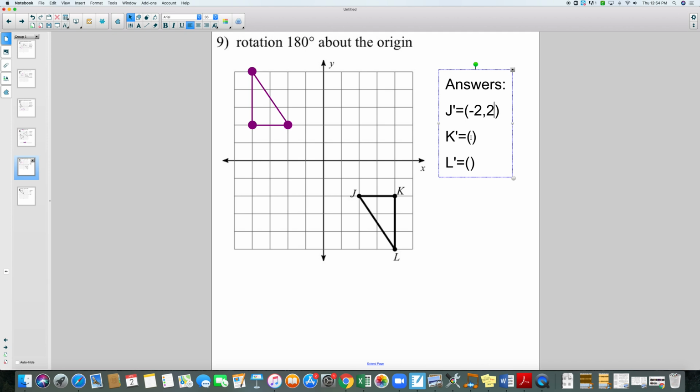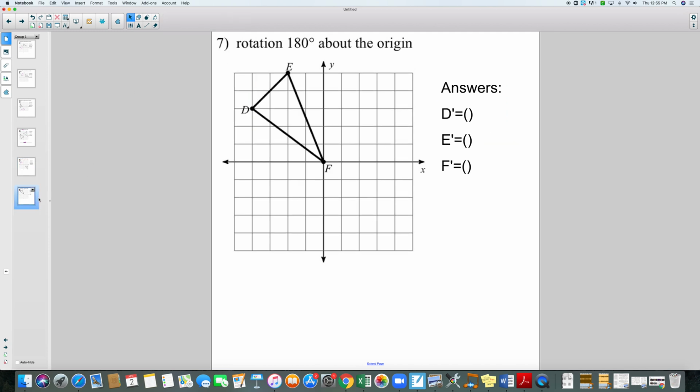For K, we can see with K, we were 4, -2. Now we're -4, +2. And then for L, we were over 4 and -5. Now we're over -4, +5. And that's it. All right, let's do the last example.